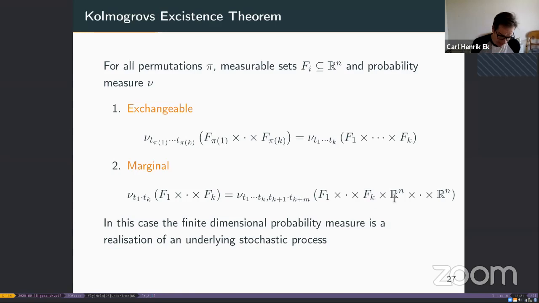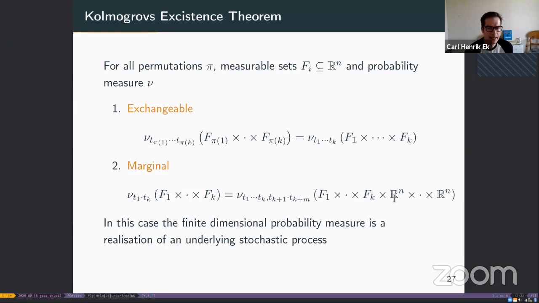So the question you can ask yourself is, well, if there is a Gaussian distribution and a Gaussian process, do all distributions have an infinite generalization in terms of a process? There is this thing called Kolmogorov's existence or extension theorem, which states the two things that need to hold for a finite dimensional probability measure to be an actual realization of an underlying infinite object called the stochastic process. So we'll just take these and look at what they mean.